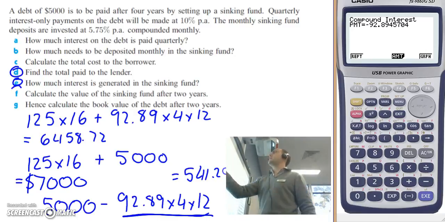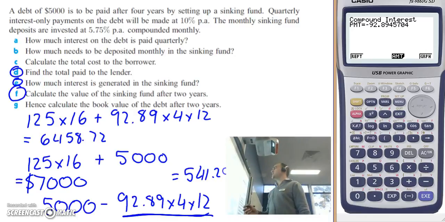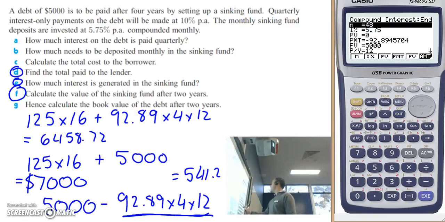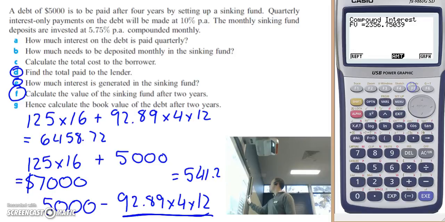So part F, calculate the value of the sinking fund after 2 years. So we come back to our sinking fund. So after 2 years, that's going to be 24 months. We started with nothing. We're saving this much each month. What's our future value? $2,356, and hence calculate the book value of the debt. $5,000 minus $2,356. The difference is what you still owe, which is known as the book value. Good luck.